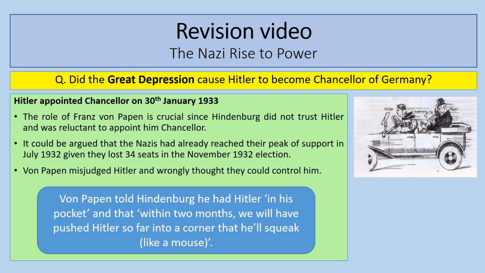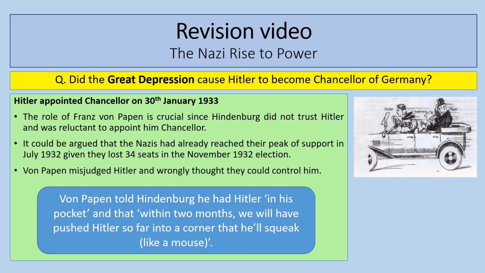So Hitler was appointed Chancellor, and I think that's a very significant thing for you to analyse, to be aware of the role of Franz von Papen, and the fact that really what we're seeing now is that Weimar democracy had completely collapsed. And really the choice was between some kind of military dictatorship under someone like von Schleicher, a military general, or trying to get Hitler involved. And this is what von Papen told Hindenburg. They had Hitler in his pocket, and that, quote, within 2 months we will have pushed Hitler so far into a corner that he'll squeak. And of course that was a huge misjudgment, and of course that never actually happened.